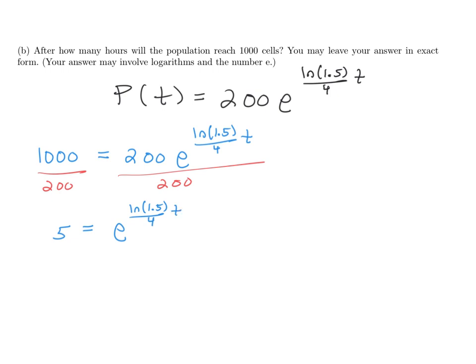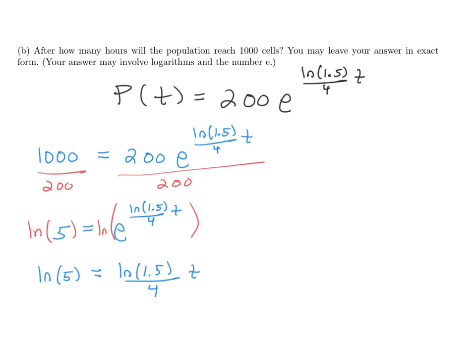What will I do now? I'm going to take the natural log of both sides. In doing so, on the left side, I have the natural log of 5. That's a number. On the other side, the natural log of e to this thing actually just gives us the exponent again. The natural log and e are inverses. So this means we're left with the natural log of 1.5 divided by 4 times t.